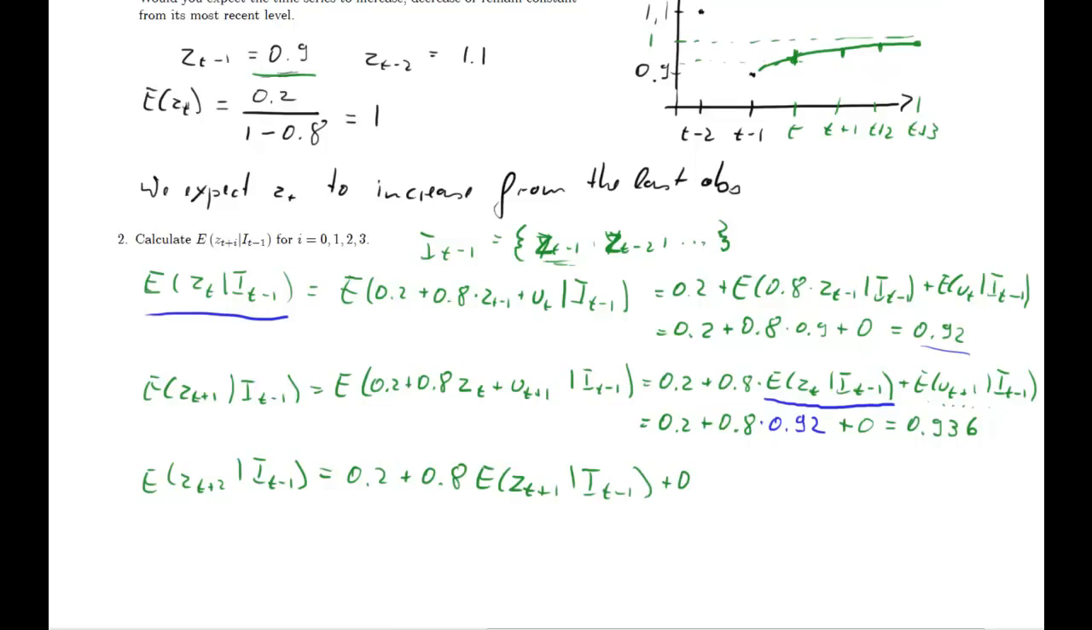So now the task is to get this value, and that is of course exactly what we calculated in the step before, 0.936. So once we substitute in 0.936, what we get as a result is 0.9488.